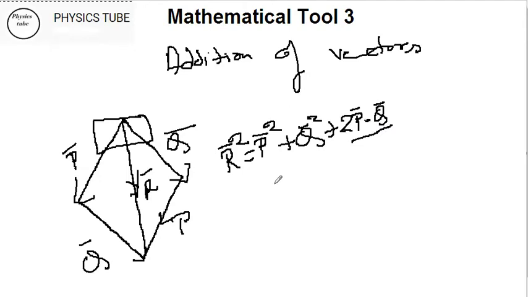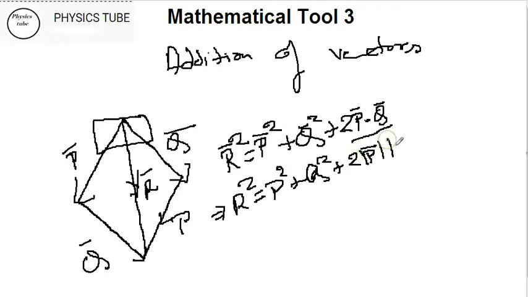I'll elaborate this later, but for the time being you can understand this equation can be rewritten as R square equals P square plus Q square plus 2PQ cos theta, that is, magnitude of P and magnitude of Q, cos theta. This is because of the product rule. We'll come later to this, and how I could get rid of this vector sign when I have a square, that also I'll explain after explaining product.